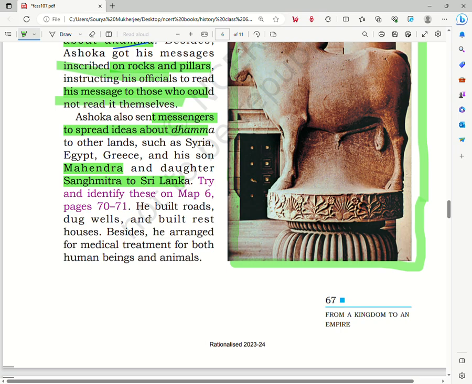He built roads, dug wells, built rest houses. Besides, he arranged for medical treatment of both humans and animals. So we see that aside from the spread of Dhamma, he was also involved in a lot of infrastructure building across the empire, that is roads, wells, and rest houses. And he also provided for medical treatment of his subjects, including humans and animals.